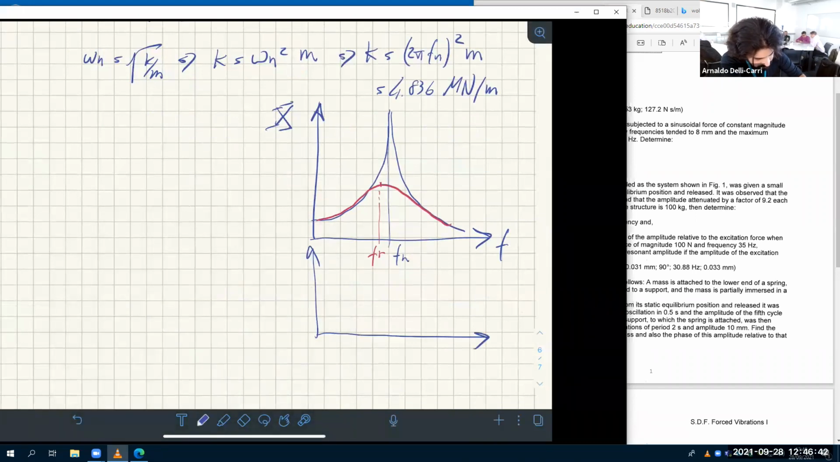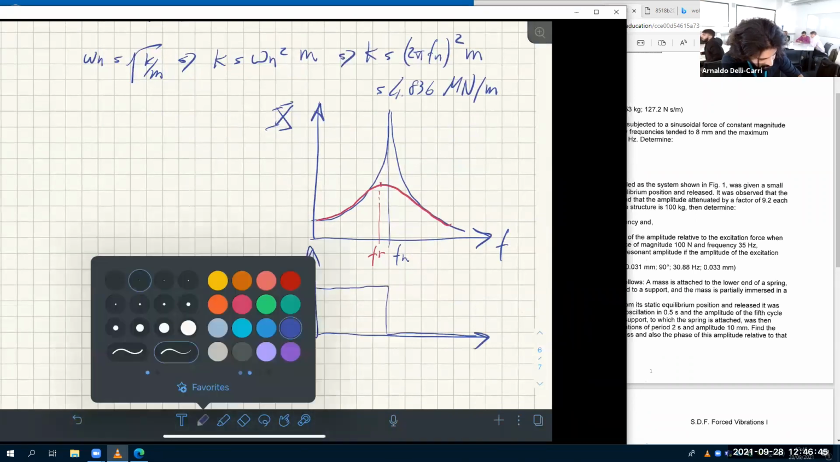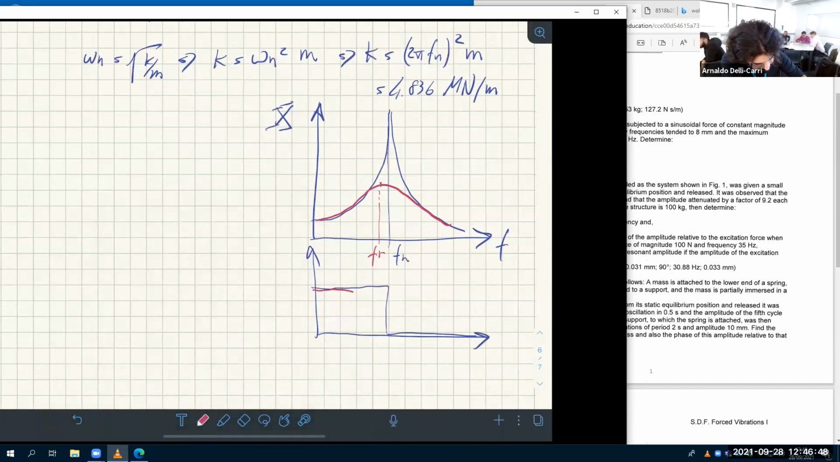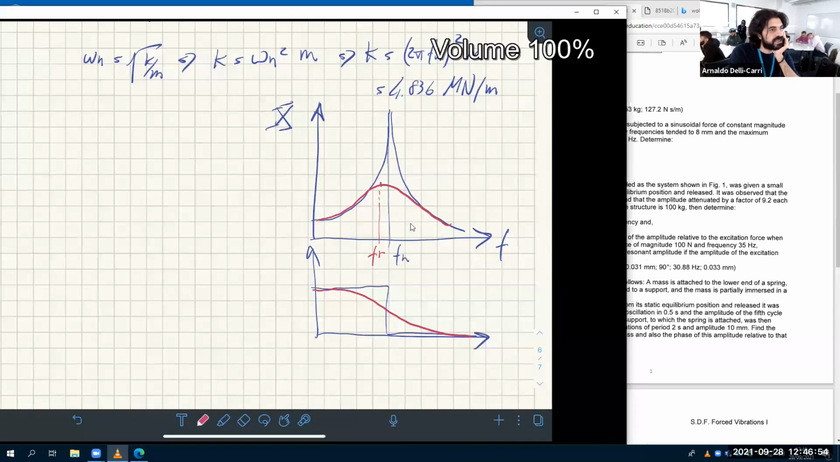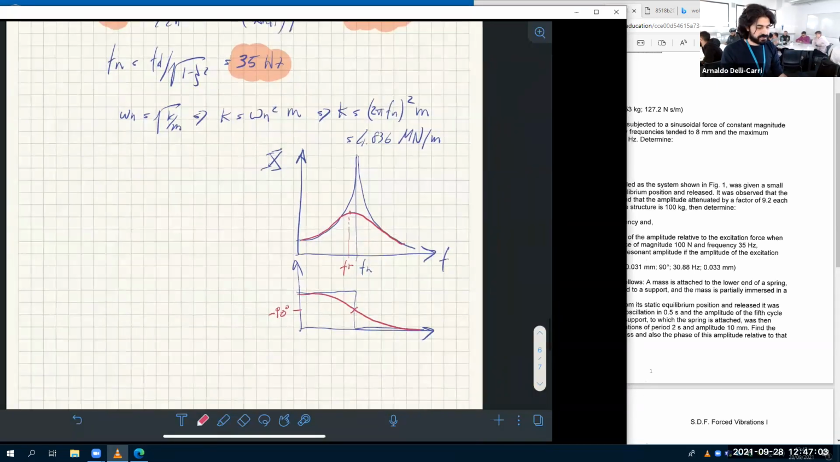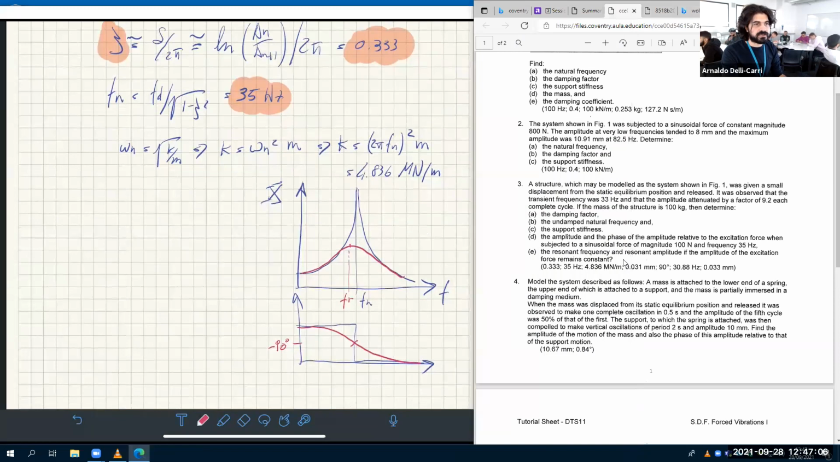And theta is this, which in the damped case is this. Okay. Want to find f and the phase. You know, this is 90 degrees, minus 90 degrees. When f, the forcing function, where is the forcing? Yeah, the frequency of the force is 35 Hertz. But 35 Hertz is the natural frequency. Fn is 35 Hertz. So the external force excites the natural frequency of the structure.